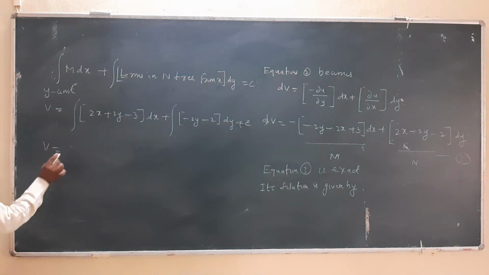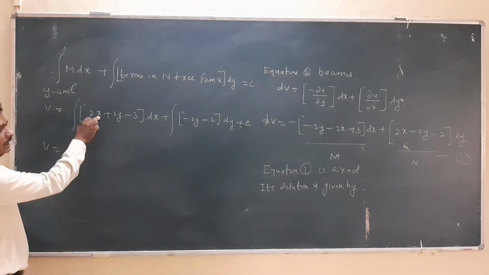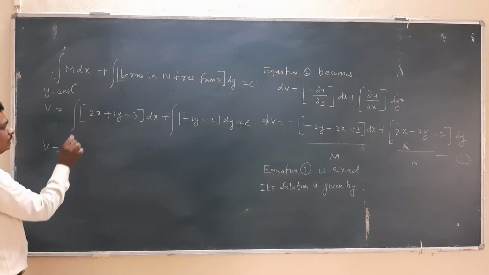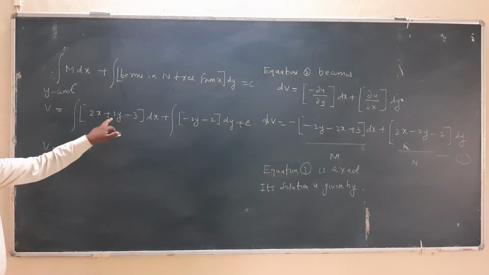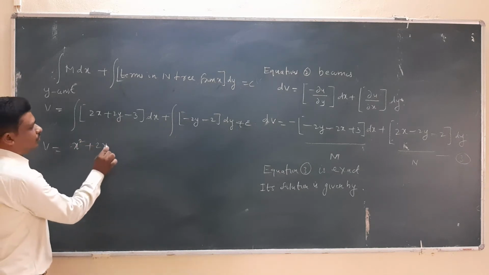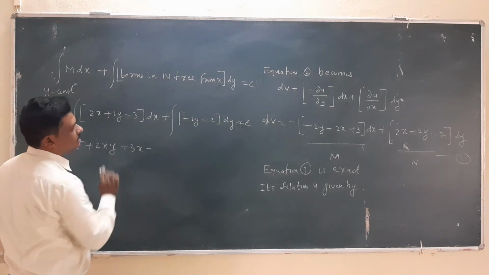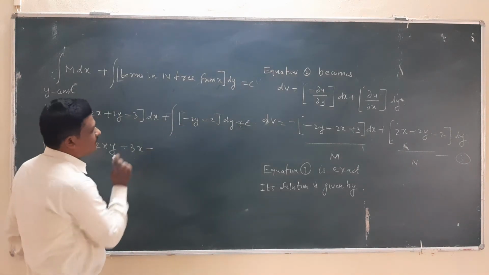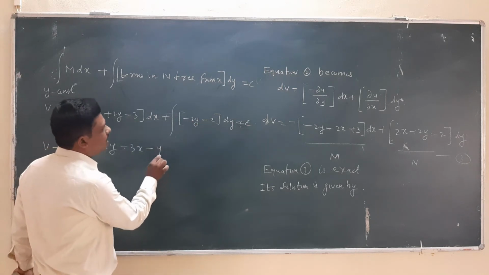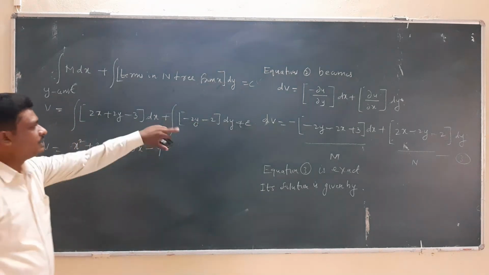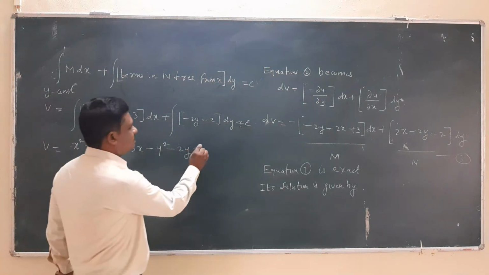Therefore, v is equal to, I will integrate this with respect to x, taking y as constant. Integration of x is x square upon 2, the 2 gets cancelled. So remaining is x square plus, with y constant, integration of 2y is 2xy and integration of minus 3 is minus 3x. Plus into minus is minus, integration of 2y is y square upon 2 into 2, and the 2s get cancelled. This is y square, minus integration of 2 is 2y, plus c.